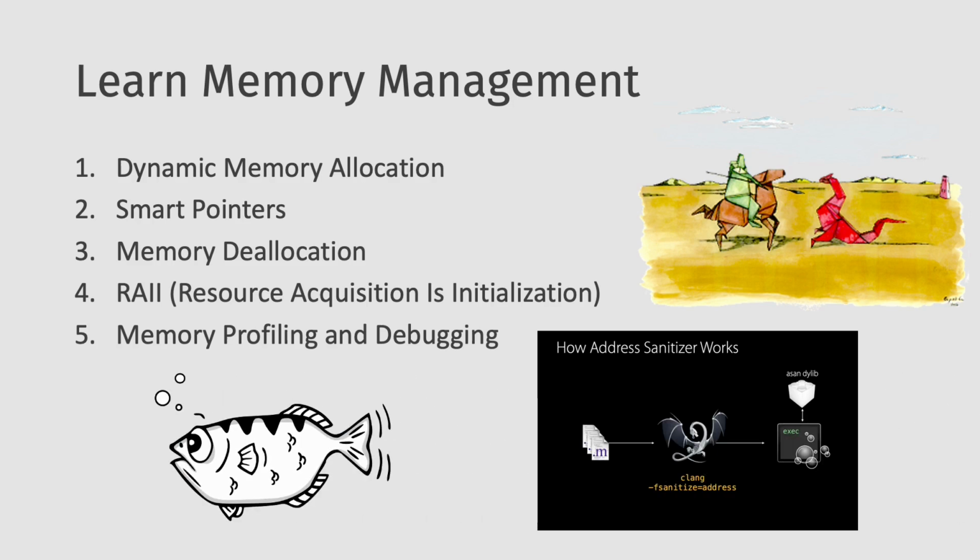GDB is a powerful debugger for C++ applications that includes features for memory inspection and manipulation. It allows you to analyze your program's memory state, set breakpoints, and step through code to identify and resolve issues.